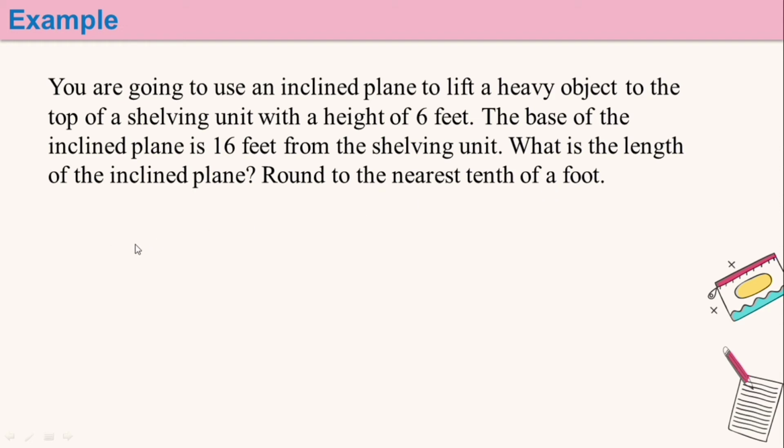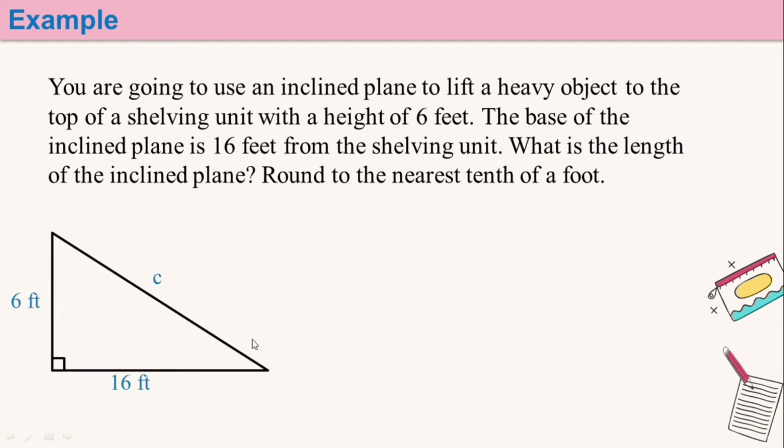Okay, so now let's draw a rectangle, and this is your heavy object. You have this inclined plane right here, and you're going to lift a heavy object to the very top of this shelf right here. The height of your plane is 6 feet, so that's labeled. The base of the inclined plane is 16 feet from the unit, so it's 16 feet long. We're looking for the length of the inclined plane, so we're missing the hypotenuse.